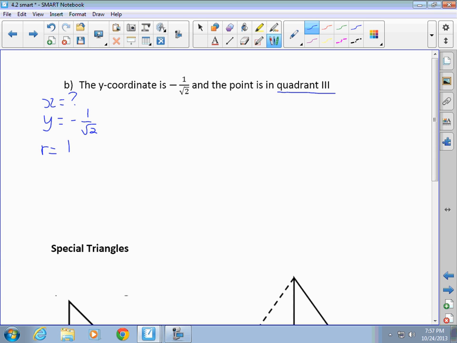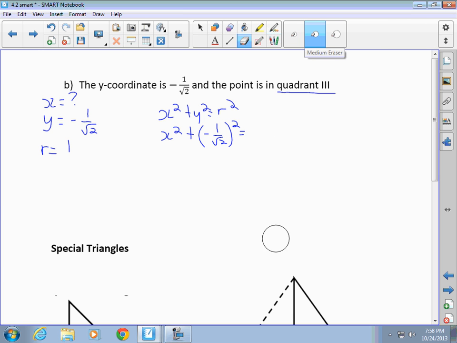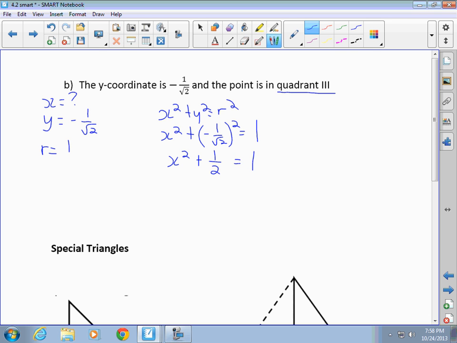So if I do my solving, x squared plus y squared is equal to r squared. I don't know what x squared is. y squared is negative 1 over square root 2, all squared, and r squared is equal to 1. So I have x squared plus 1/2 is equal to 1. The square of negative 1 over square root 2 is just 1/2. So I have x squared is equal to 1 minus 1/2.